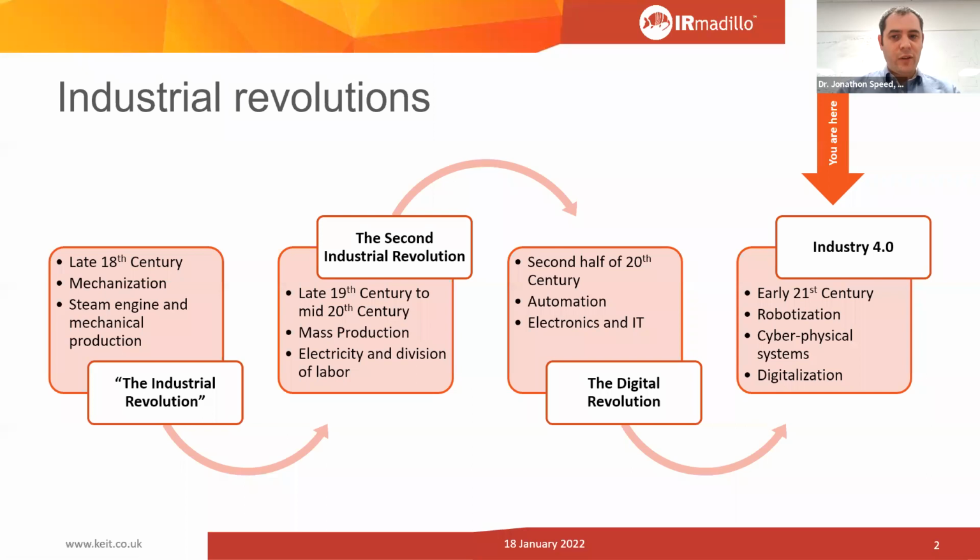The first thing to note is that we are actually midway through the fourth industrial revolution. The first industrial revolution was in the late 18th century, and this was actually using machines to start doing some of the work for us. Then came the second industrial revolution, and this was mass production, electricity, division of labor, Henry Ford's production line, that kind of thing. Then the digital revolution came in the second half of the 20th century. This was all about automation, electronics, and beginning to use IT to start to automate processes for us. And we are now running through the fourth industrial revolution. The title Industry 4.0 is what people like to refer to it as.